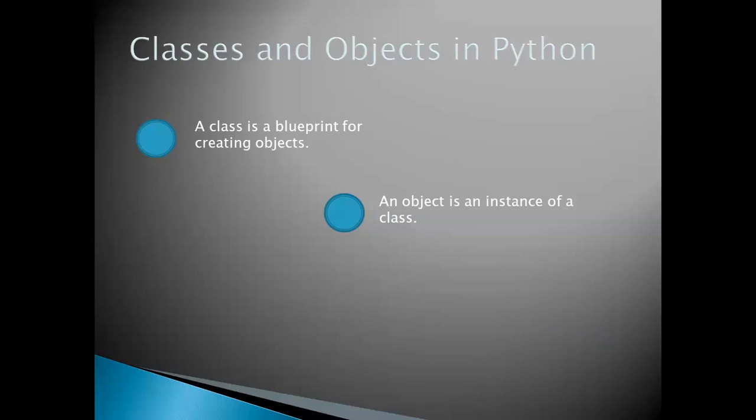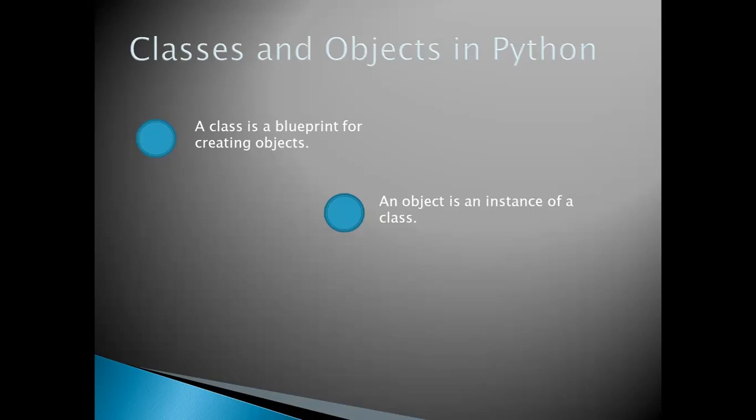A class is a blueprint or template for creating objects. It defines a set of attributes and methods that the objects of the class will have. In Python, we can create a class by simply using the class keyword.